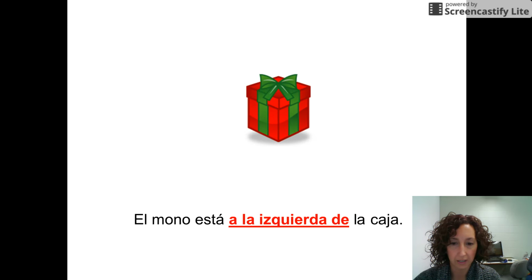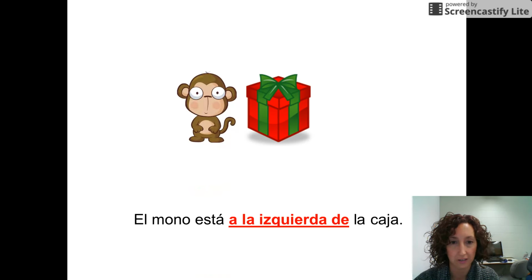The next one is a la izquierda de. And a la izquierda de is el opuesto de a la derecha de. As you can see, a la izquierda de is the opposite of to the right of, which is to the left of. The monkey is, as you can see, to the left of the box. De is of, de la caja. Okay, if at any time you need to pause the video to go ahead and copy down your English meanings, go ahead and do so. I'm going to continue on here.